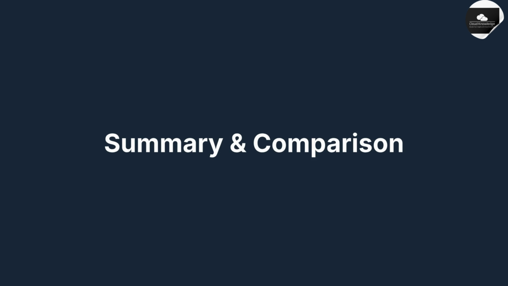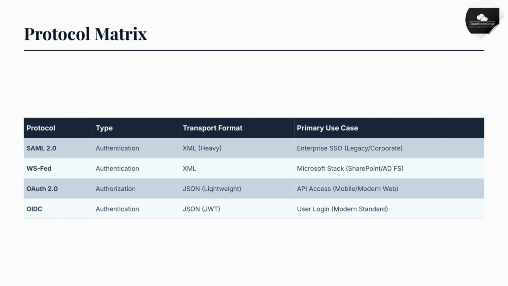To summarize, the identity protocols we have covered each serve a specific purpose, ranging from authentication to authorization. This matrix provides a quick reference comparing the primary purpose, token format, typical use case, and main actors for SAML, WS Federation, OAuth 2.0, and OpenID Connect.